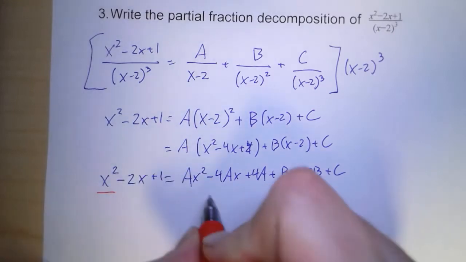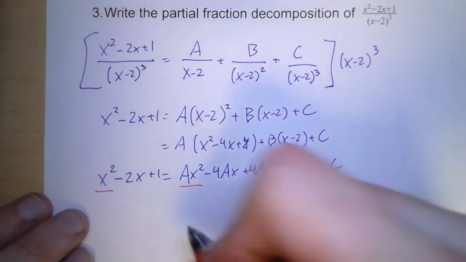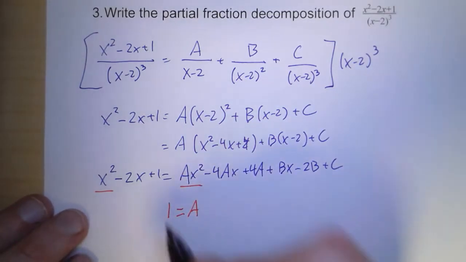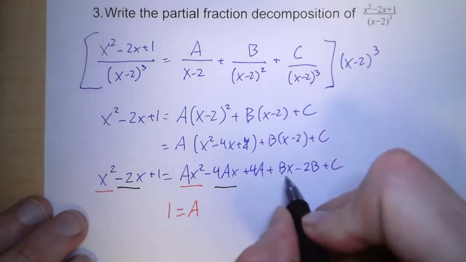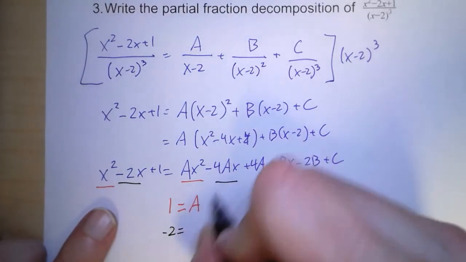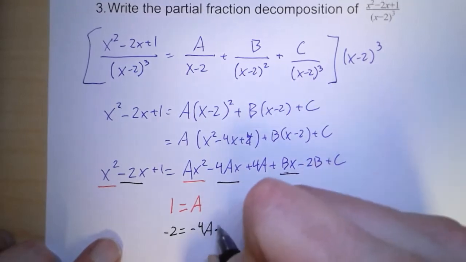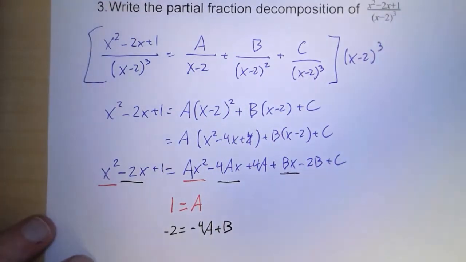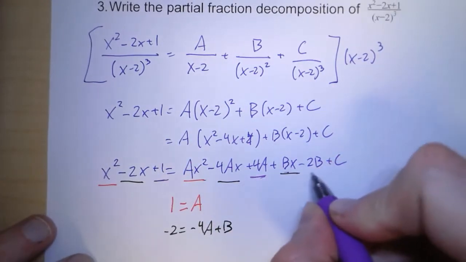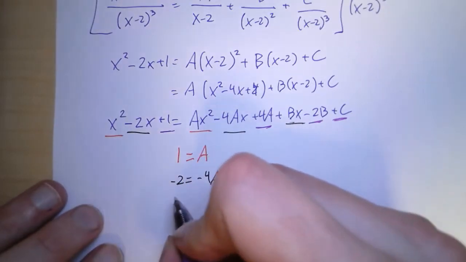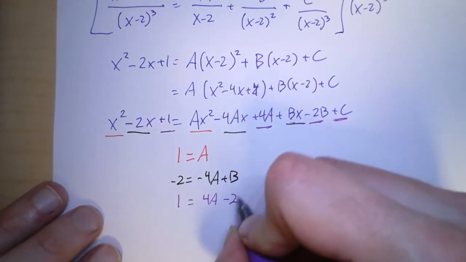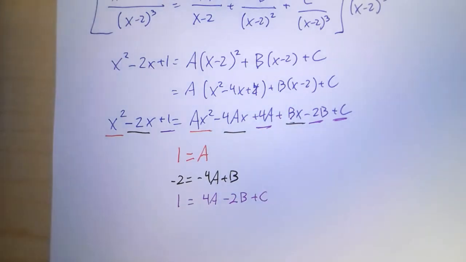So first, x squared. Well, there's only one term with x squared, so that means 1 has to equal a. Good start. That means we know what that is. So then anything with an x, this coefficient, negative 2, is going to equal negative 4a plus b. And then finally, this coefficient of 1 can only equal this, this, and this. So we have 1 equals 4a minus 2b plus c.